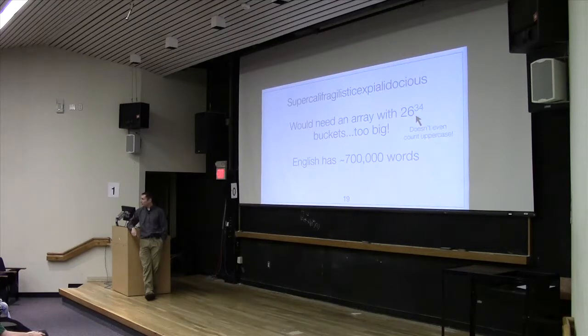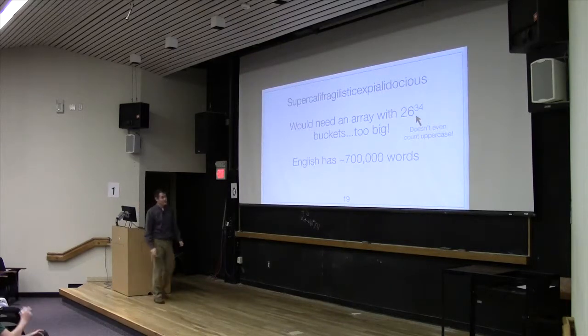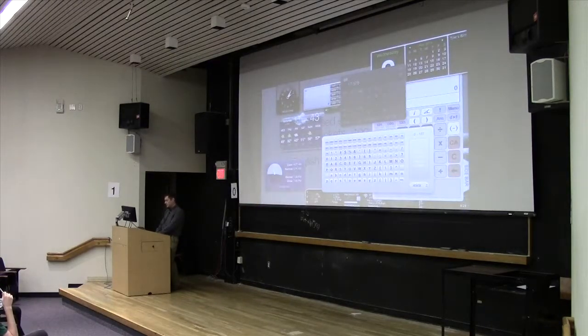And that's only for lowercase letters, no numbers, no other special characters. Why? Because if we want to do it the way we've done it, we want every word to individually get its own bucket, right? You are not going to create a 26 to the 34 length array. Not going to happen. It's too big. I don't even know how big that is in terms of decimal numbers. 26 to the, what did I say? 34. 1.3 times 10 to the 48th.